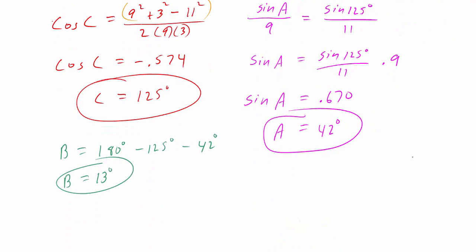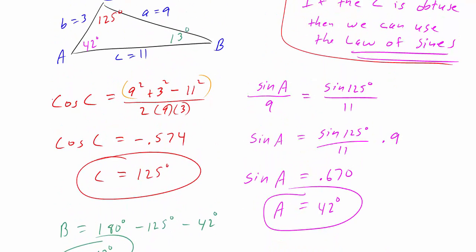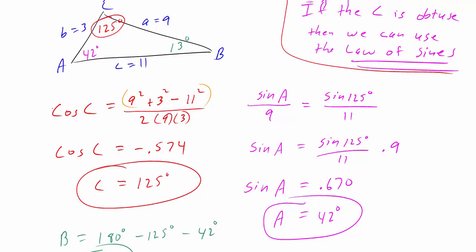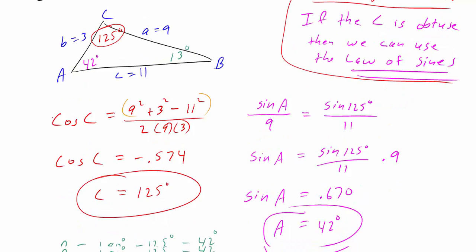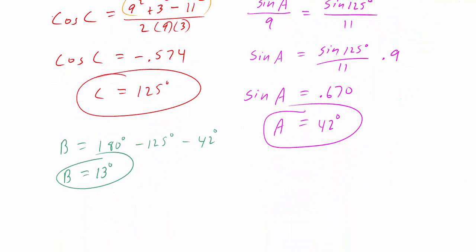Now I want to show you that up here we used the law of sines. If this angle that we found first, the largest angle, this 125, was not obtuse, we would have to use the law of cosines again. And if you don't want to have to think about whether you can use the law of sines or not, you certainly could have used the law of cosines to find angle A. Let me go through and show you that.